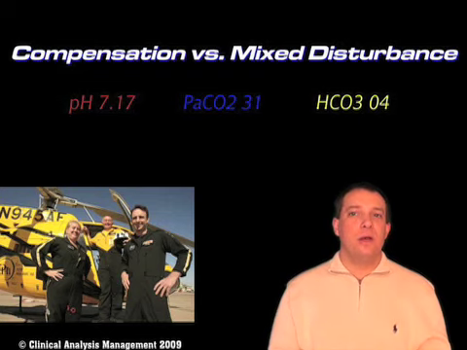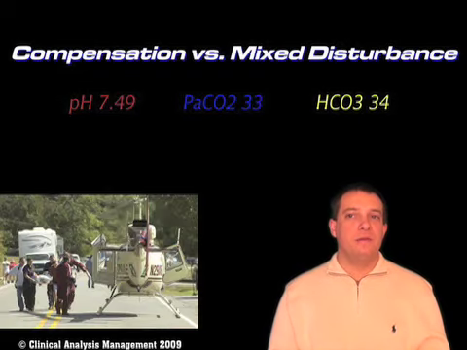Okay, let's look at one more here. You've got a pH of 7.49, you've got a CO2 of 33, and you've got a bicarb of 34. So when we look at this one here, pH is 7.49, CO2 is 33, bicarb is 34. Is everything normal? No. So since everything is not normal, we need to go through and we need to interpret the ABG. So second question becomes looking at the pH, what's the first name and the last name?